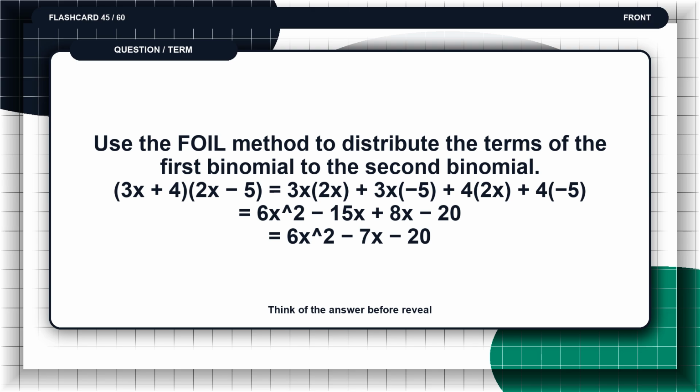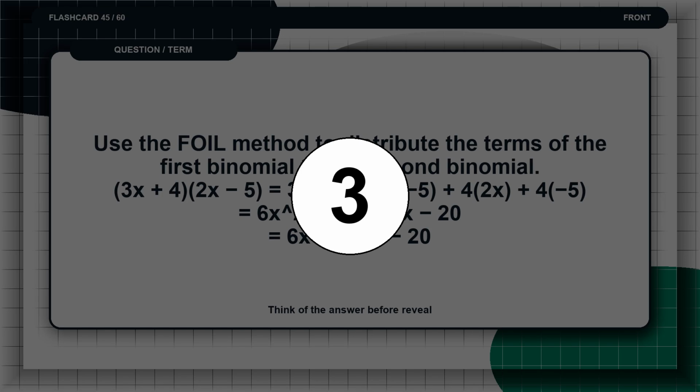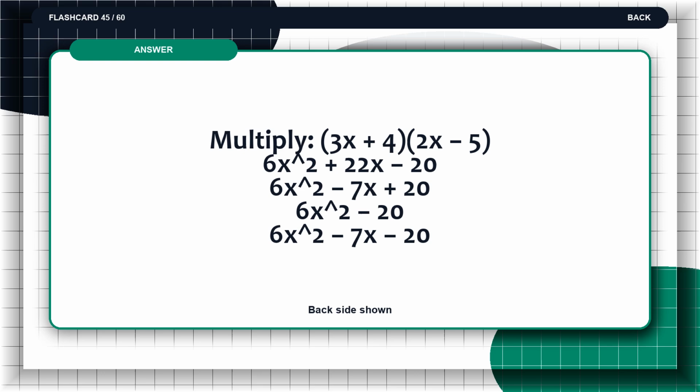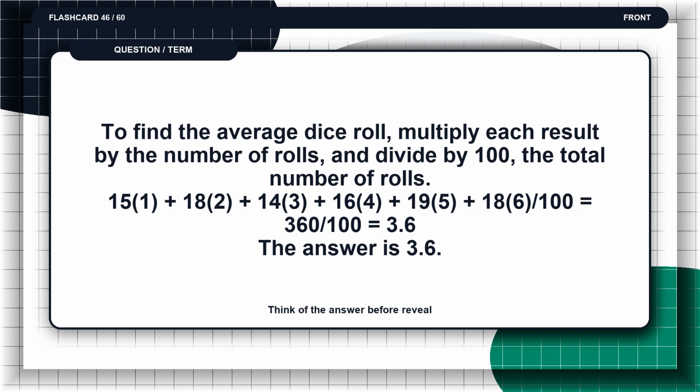Think of the answer before the reveal. The answer is, multiply (3x + 4)(2x - 5): 6x² - 7x - 20.